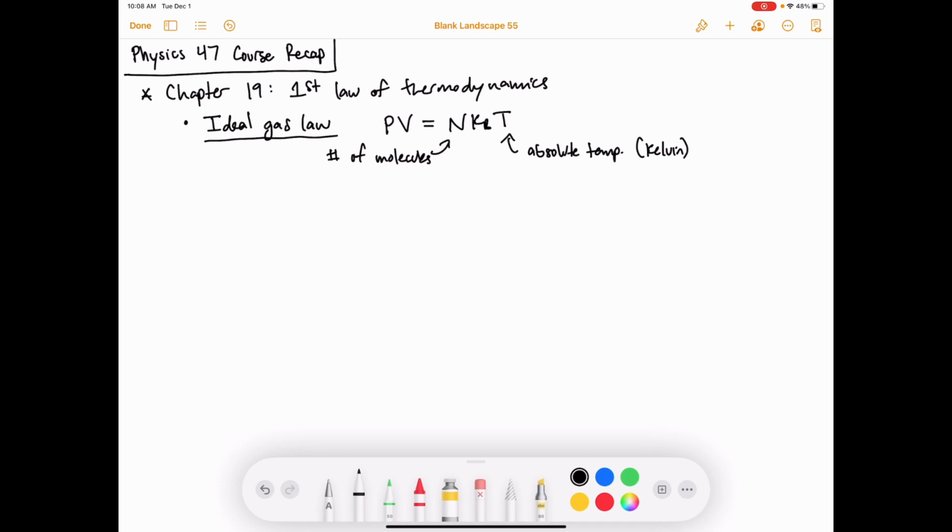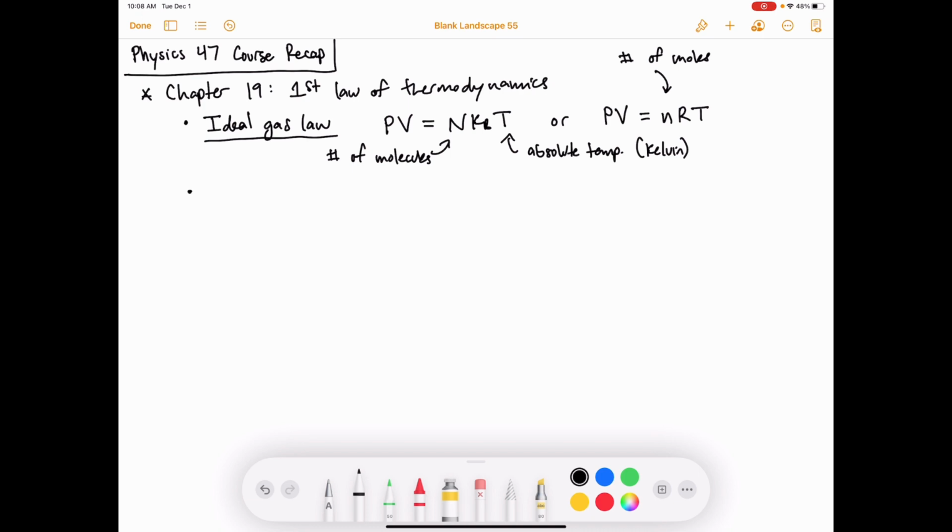But there's another formulation of this, which is P times V is equal to lowercase n, where this is now the number of moles of gas, times R, which is a different constant called the ideal gas constant, times T. So there are these two different ways of formulating the ideal gas law, so just remember that.